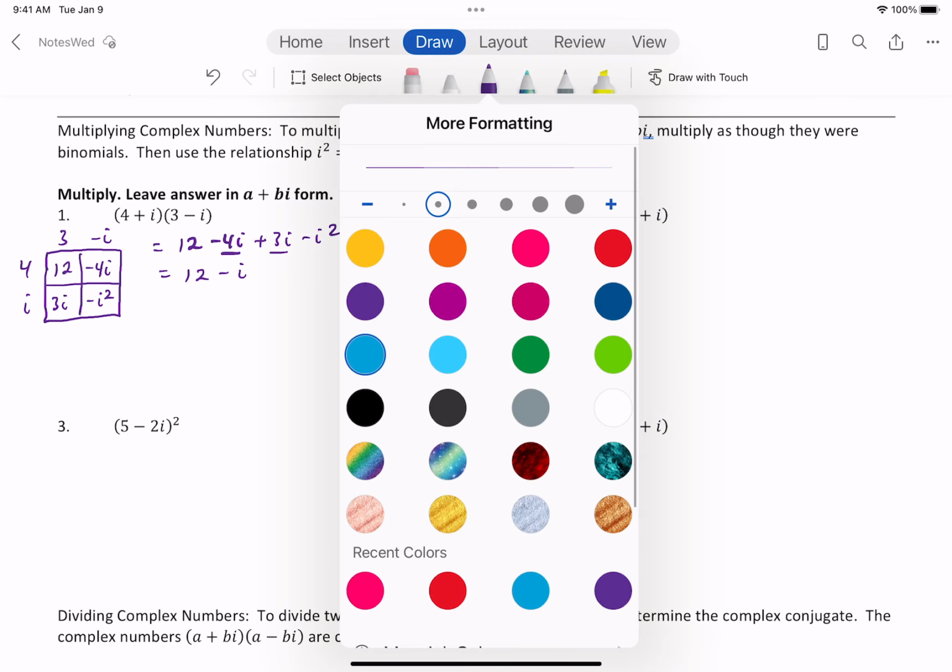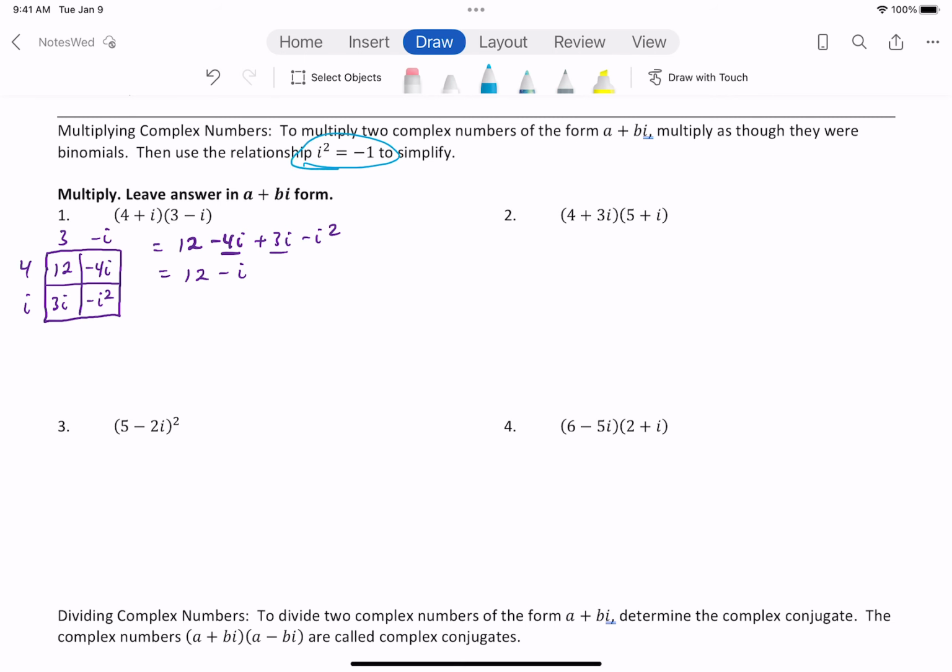And remember, from the last page, I told you we'll never leave an i squared in a problem. We have minus from the problem, and then i squared is negative 1. Okay? Be careful with the signs. So this is 12 minus i plus 1. So if I say 12 plus 1, that's 13 minus i, and that is in a plus bi form. Okay?